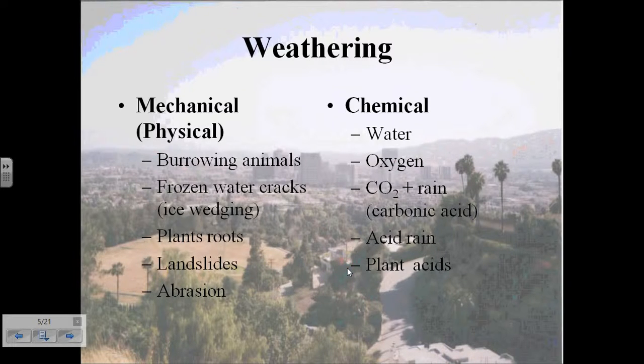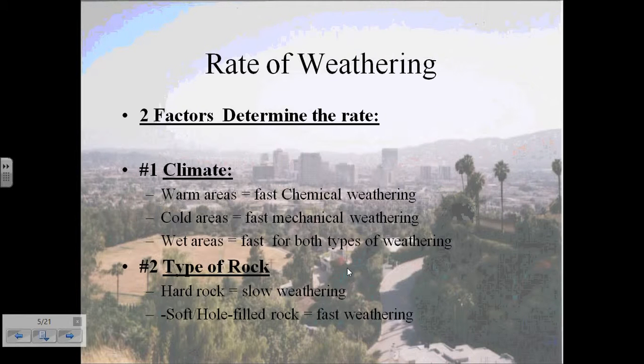With chemical weathering, as I mentioned, there is a chemical change. In that case, you have things like water, which can cause hydration. You have oxygen, which can cause oxidation. You have carbonic acid, which can form caves or break down other types of rocks into smaller rock forms. You have acid rain, and you have the plant acids, the acids that generate from the plants that can actually break down the rock. Now, the rate of weathering is controlled by two factors.